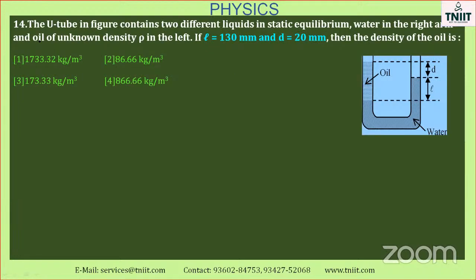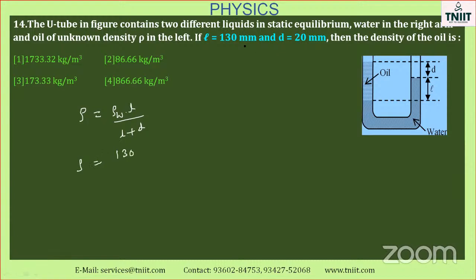The U-tube in the figure contains two different liquids in static equilibrium. Water on the right, and on the left, oil of unknown density rho. If L is 130 millimeter and D is 20 millimeter, then what is the density of the oil? Please remember the shortcut formula to find the density according to the mixture. It is density of water into length divided by that length plus that D. What is density of water?